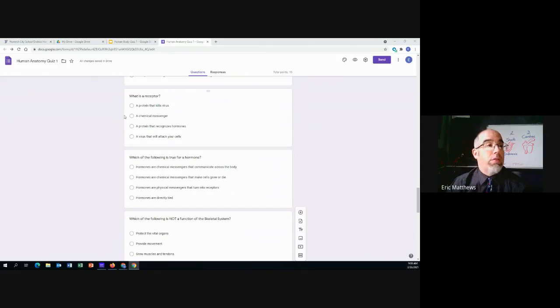I think this is 12. What is a receptor? Is it a protein that kills virus? A chemical messenger? A protein that recognizes hormones? Or a virus that will attack your cells? What is a receptor? A protein that kills a virus, a chemical messenger, a protein that recognizes hormones, or a virus that will attack your cells.